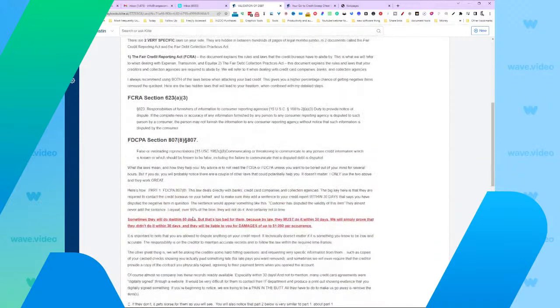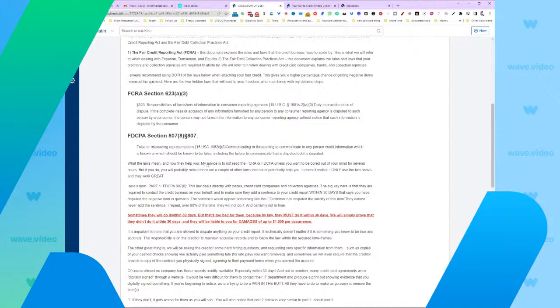All right. So these are the two things that we're dealing with: FCRA section 623(a)(3) and FDCPA section 807. Okay. So let's go and check out FCRA section 623(a)(3). So it says responsibilities of furnishers of information to consumer reporting agencies. Duty to provide notice of dispute.